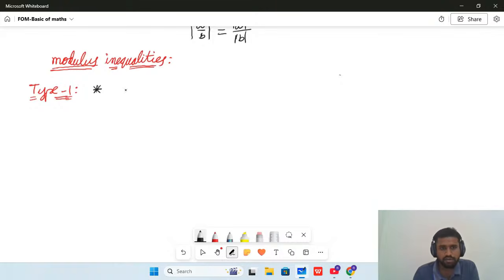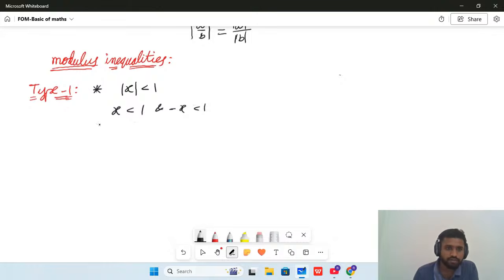So suppose mod x is less than 1. What is the solution of this inequality, mod x less than 1? Once we open this modulus with the plus sign, x less than 1 is one condition, and one time we will open this modulus with the negative sign, so minus x is also less than 1. So x less than 1 and minus x is less than 1.